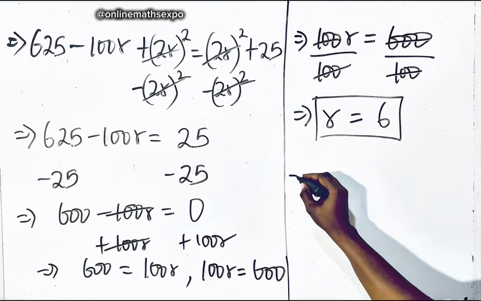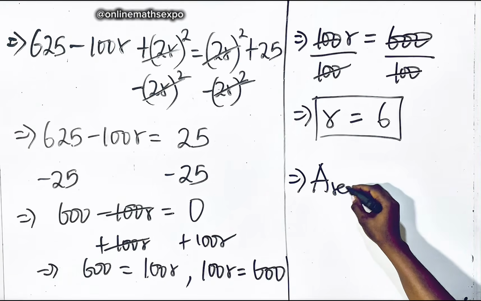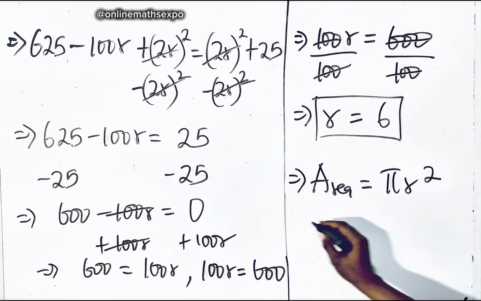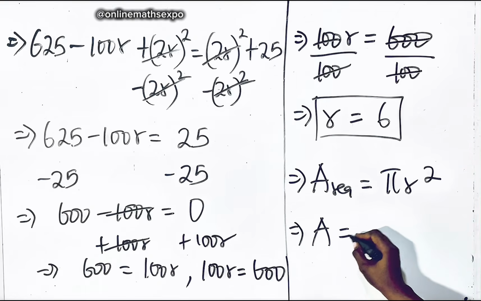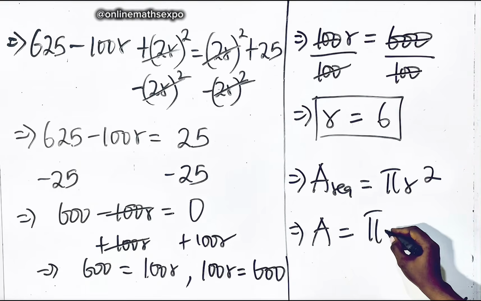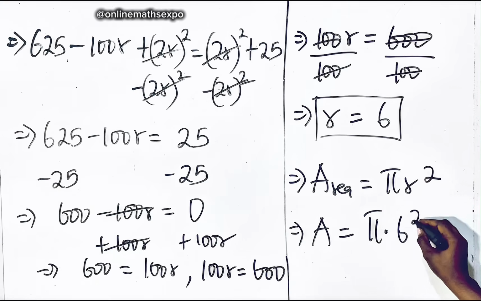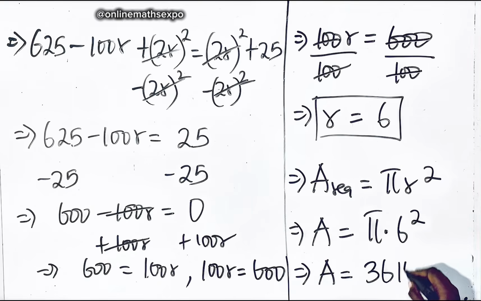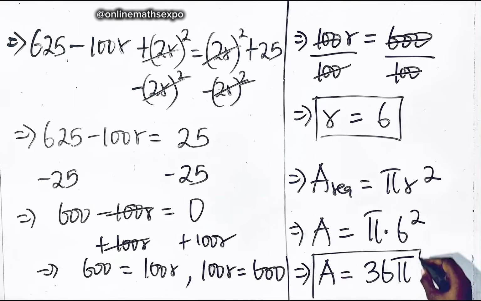And since we have gotten R, we can find the area of the circle. Remember, we said it's pi R squared. So area is simply pi multiplied by 6 squared. And when you work this out, 6 squared will give us 36. Then we have 36 pi square units as the area of the circle.